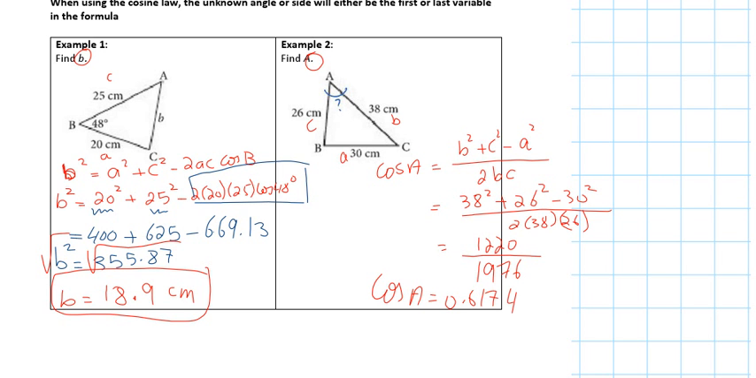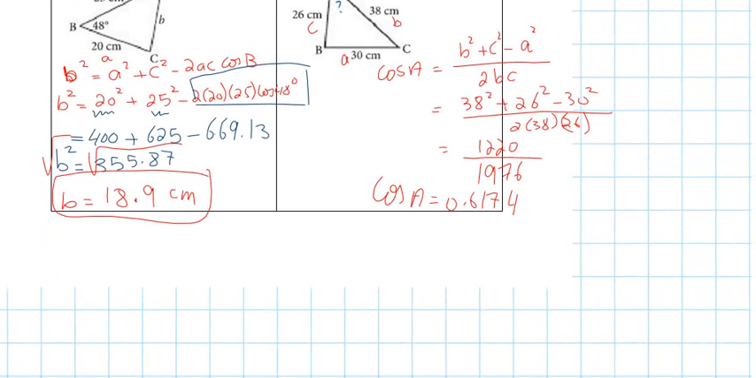Is that my final answer? Is that angle A? What do I have to do to find angle A? Cosine inverse. So that's going to be angle A is equal to the cosine inverse of 0.6174. And remember that cosine should be to the nearest degree. So that's about 52 degrees.